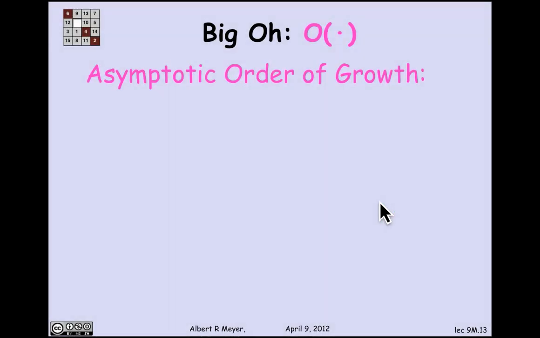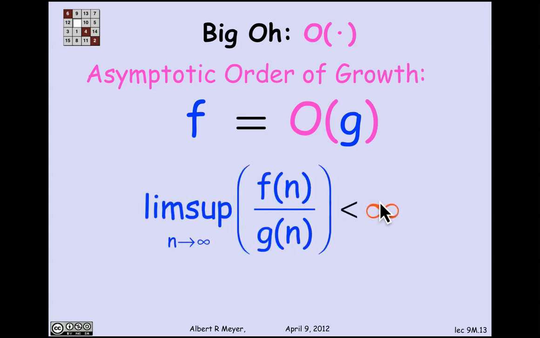So the third asymptotic relation is the most complicated of the three, although it's arguably the most important in computer science. It's called the asymptotic order of growth, big O, and the definition is that a function f is big O of a function g. What it means is that the limit of f over g is finite. It might be other than 0 or 1, but it's finite. And that means that f is big O of g.